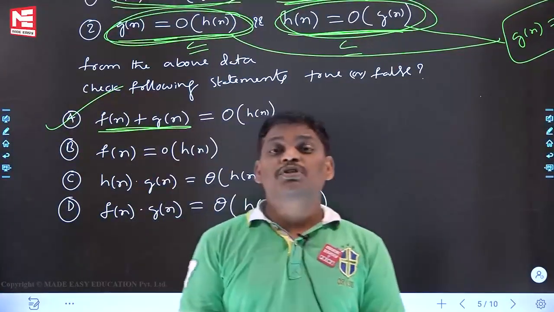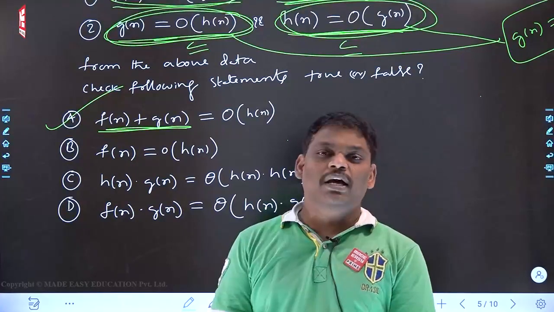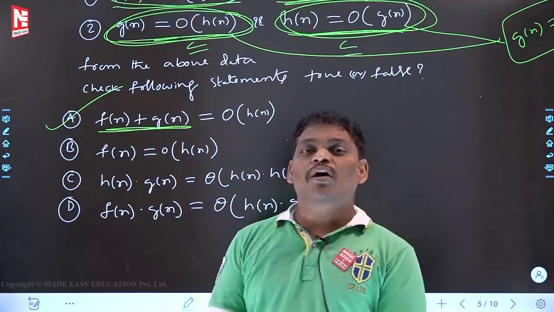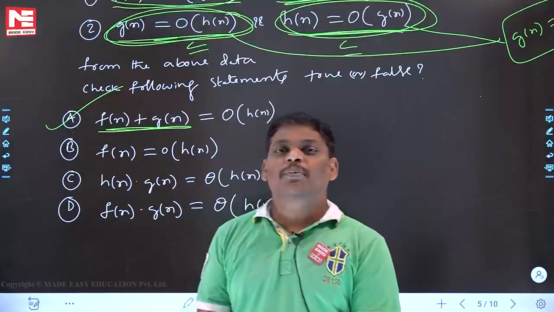Yes. Can you say option A? What is the left side? Gn is bigger. Right side is Hn. Gn is big O of h of n. True or not? Yes.